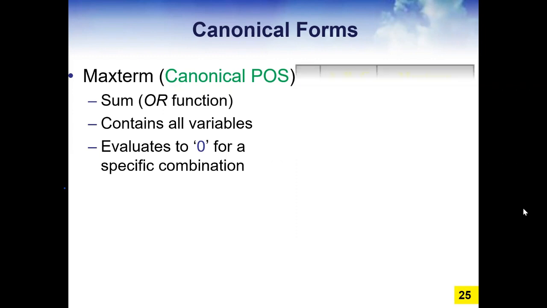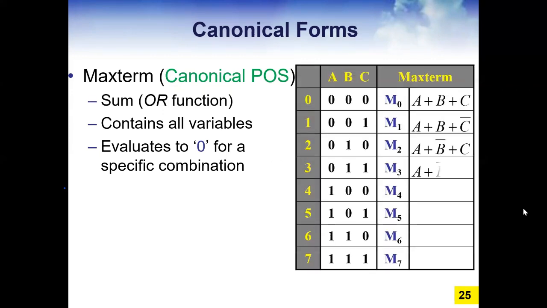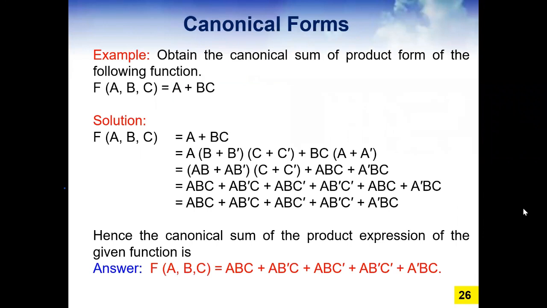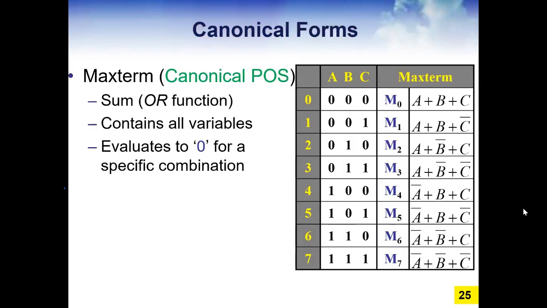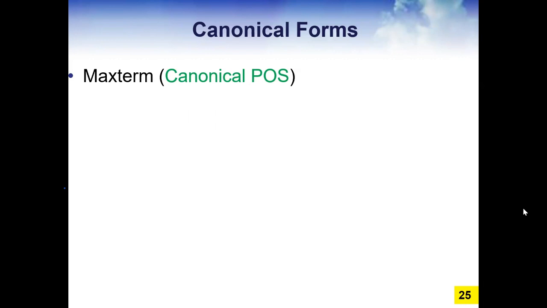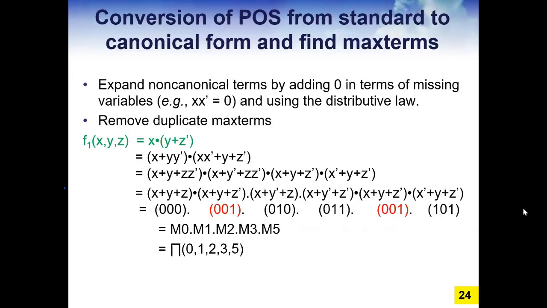Getting the point, girls? So for example, if we have 3 variables, the possible max terms are like that. And if you want to write the function, we can simply write it according to the given function. For example, this one. Here we have 0, 1, 2, 3, 5. So in place of these we are going to have 0, and the remaining is going to be 1 in the truth table. This works like that.